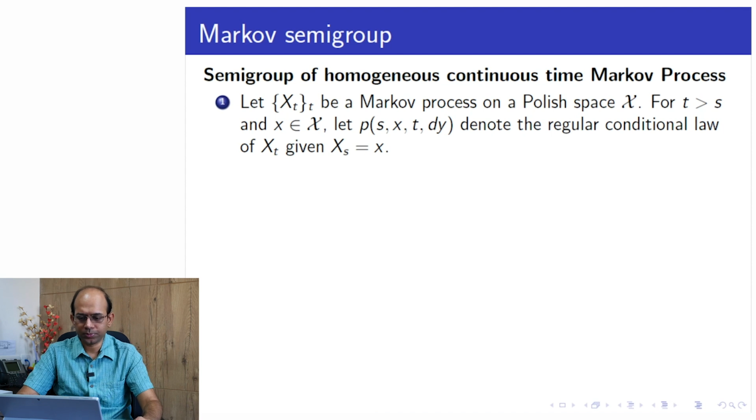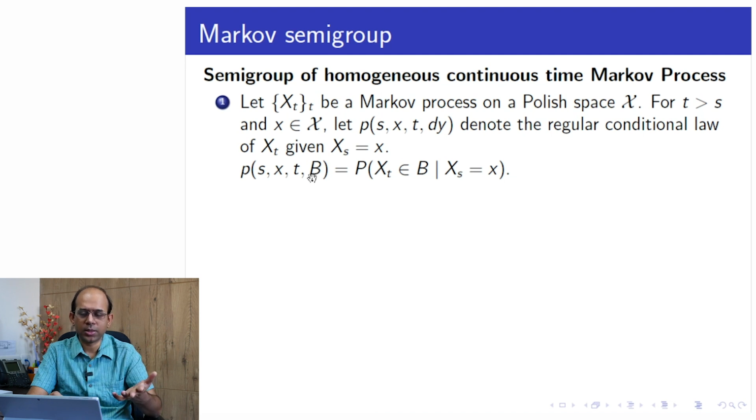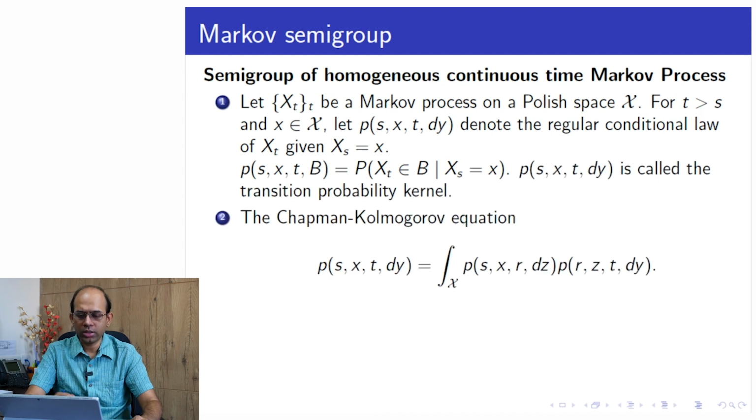So this is the kernel. Let me clarify again. P(s, x, t, B), where B is any Borel subset of the Polish space script X, denotes the probability that Xt belongs to B given Xs is equal to small x. So this p(s, x, t, dy) is called the transition probability kernel.